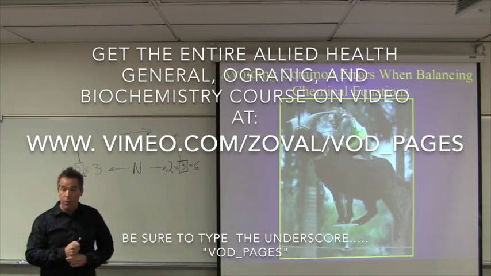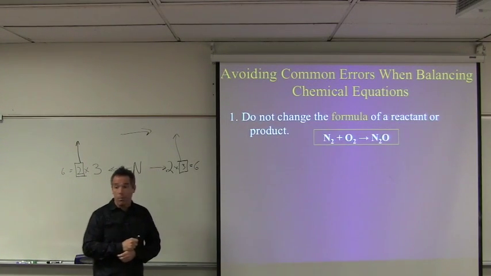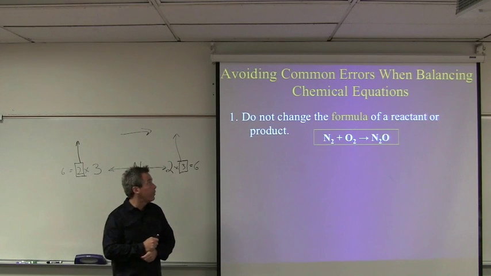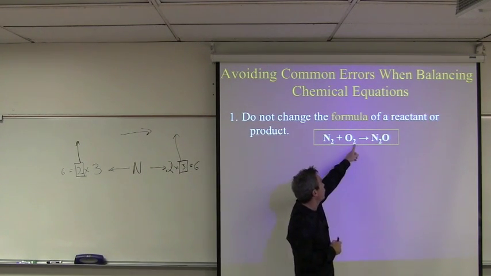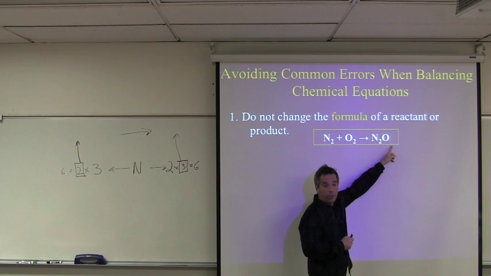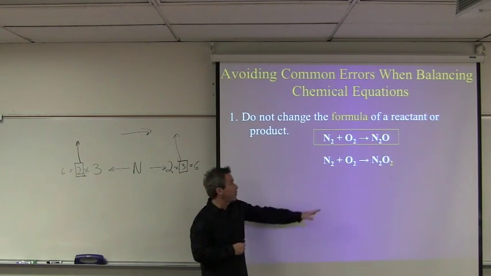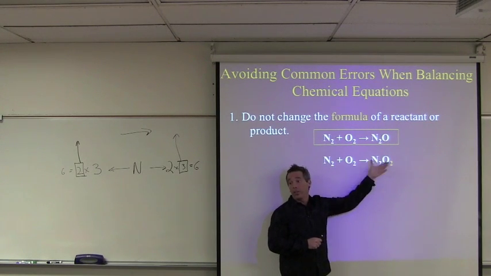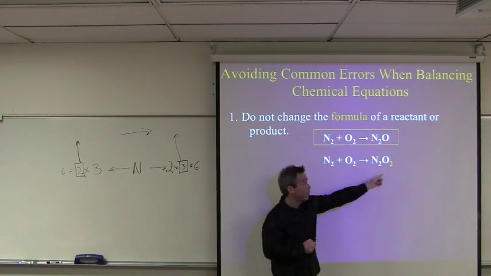Here are some common errors you want to avoid when you're balancing equations. You don't want to change the product or reactant to another substance. For instance, if I'm trying to balance this, I have 2 nitrogens, 2 oxygens, 2 nitrogens, 1 oxygen. I don't say, okay, there, it's balanced. Right? I don't change the product. That's at some pressure and temperature, that may indeed occur, but that's not what we're talking about here. We're talking about this reaction. So don't do that.